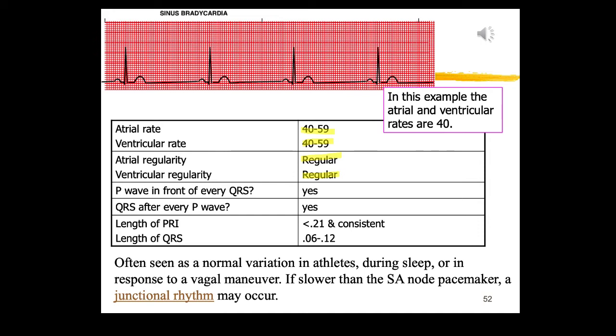It is possible to see this as a normal variation in people who are athletes, someone with a fairly slow rhythm during sleep, or in response to a vagal maneuver. If slower than the SA node pacemaker, typically slower than 40 to 60, it is possible that the patient will have a junctional rhythm.